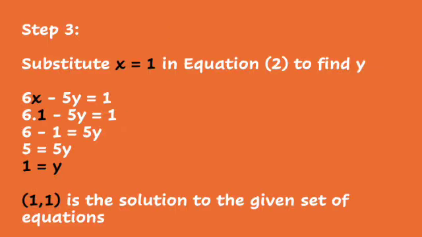Next step is to find the value of y. So we put x equal to 1 in equation 2. When we do that and simplify further, we get 6x minus 5y equal to 1. Putting x equal to 1, we get 5 equal to 5y. Dividing both sides by 5, we get 1 equal to y. So x equal to 1 and y equal to 1 is the solution to the given set of equations.